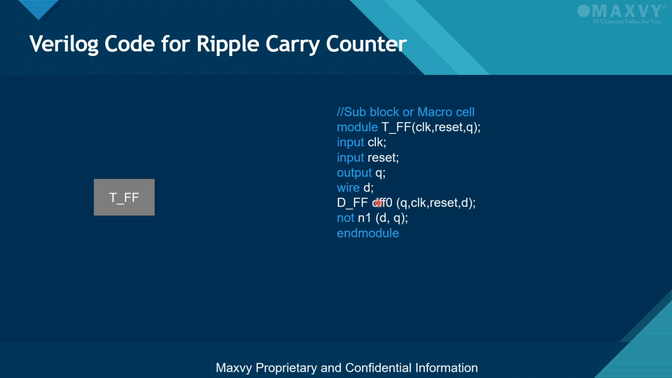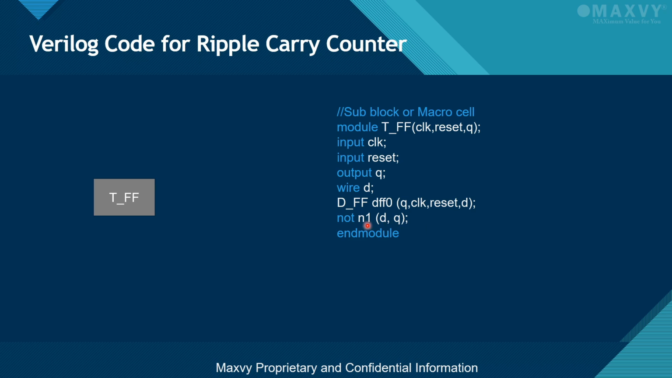We instantiate a D flip-flop named DFF0 inside the T flip-flop module. The D flip-flop DFF0 has its output connected to Q, its clock input connected to clock, and its reset input connected to reset. The data input of the D flip-flop DFF0 is connected to the wire D. A NOT gate named N1 is used to invert the output Q.